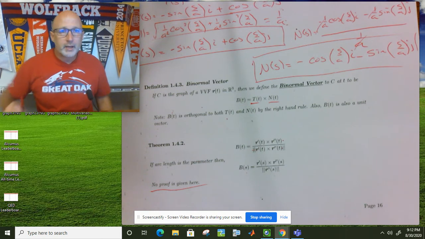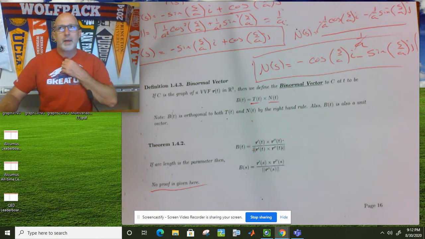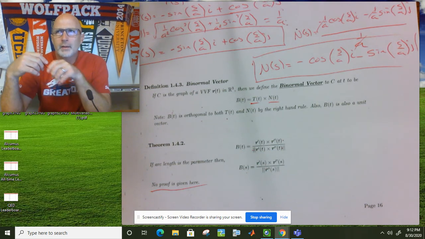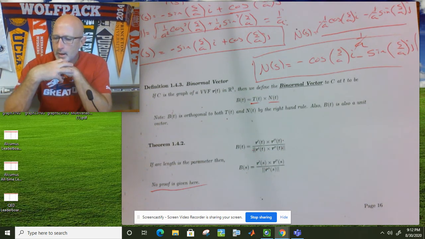So that was section 1.4. This will be due this Friday, as well as anything else, which I'll have to deal with later. But that's it for now.